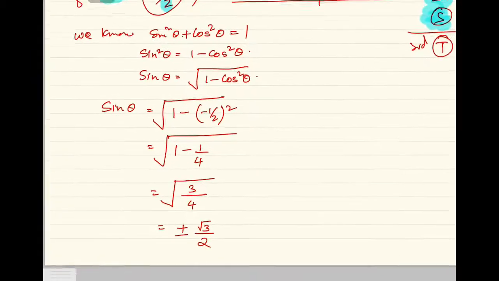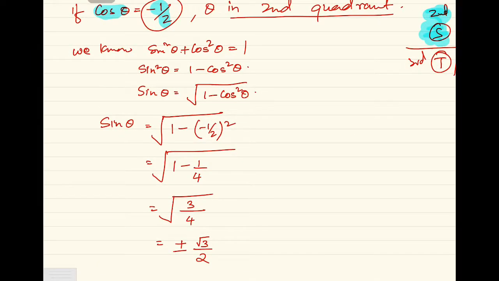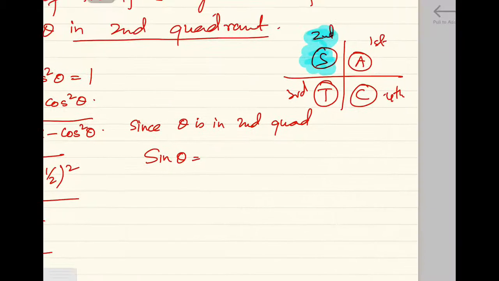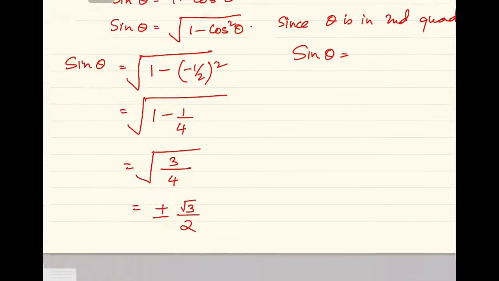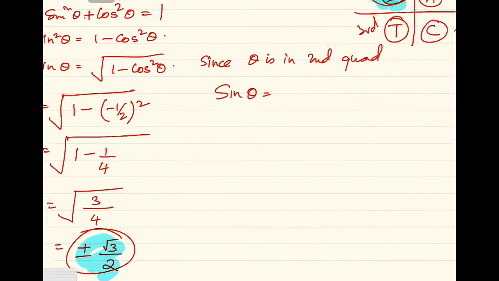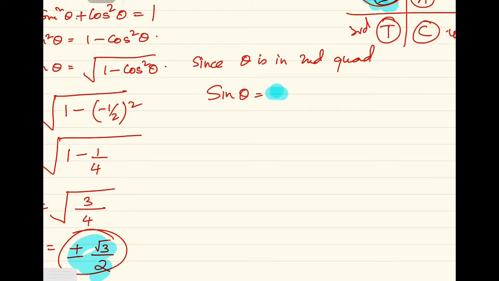But now I told you I have to choose the value wisely. So what do I do? I write here like this: since theta is in which quadrant? Second quadrant. So what will be the value of sine theta? Will it be negative or positive? In the second quadrant sine is positive. That's why out of these two values, I'll have to choose which one? The positive one. It will be positive root 3 by 2. Did you understand? So that's the first answer.